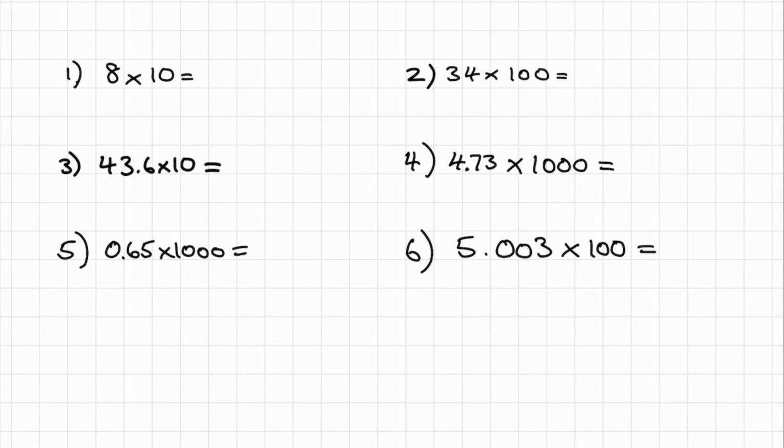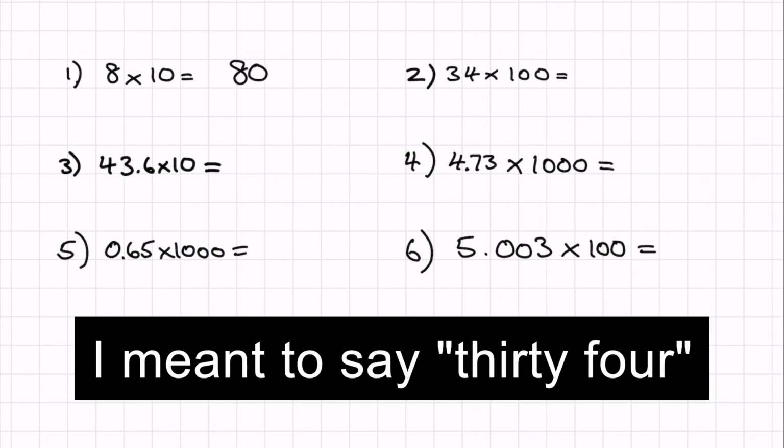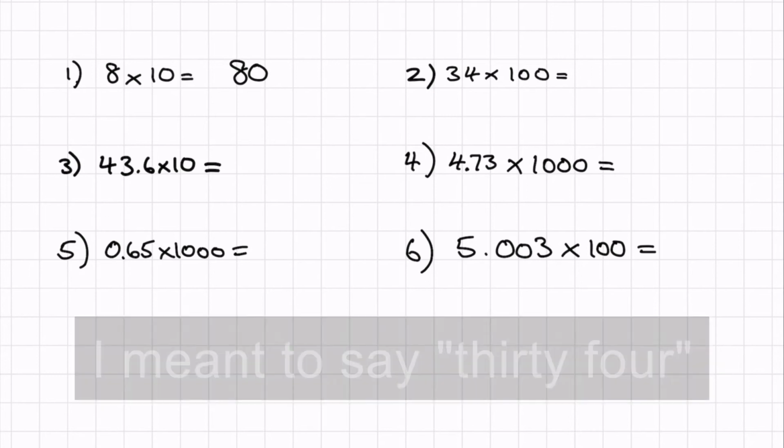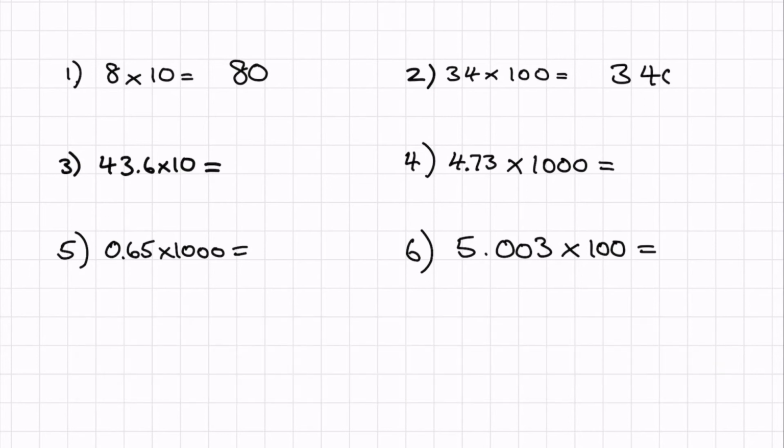So I'm assuming now that you've gone through the questions and answered the questions. Well, let's quickly go through the answers. 8 multiplied by 10 is equal to 80. 43 multiplied by 100 is 4,300. 43.6 multiplied by 10 is going to give you 436.